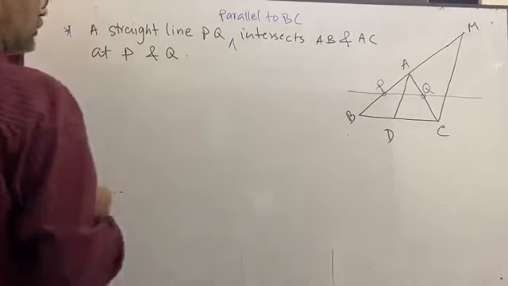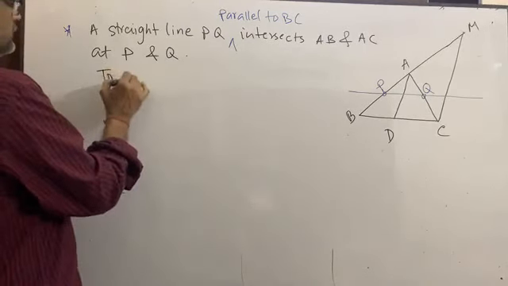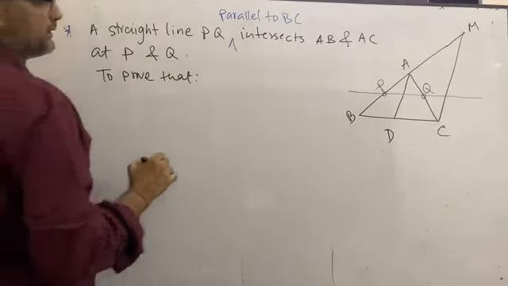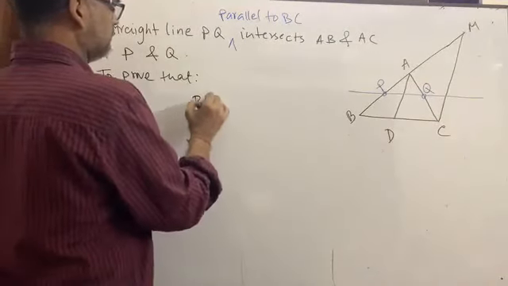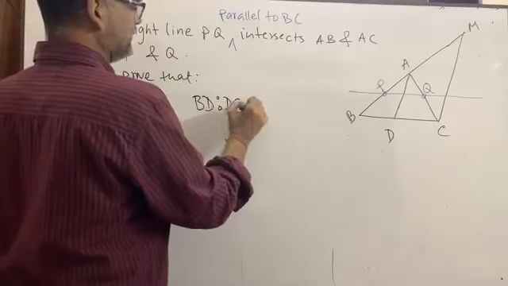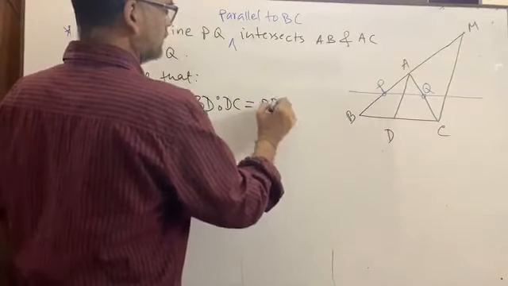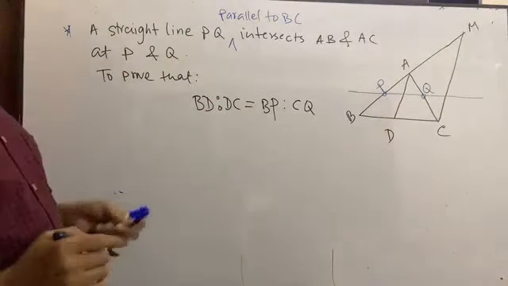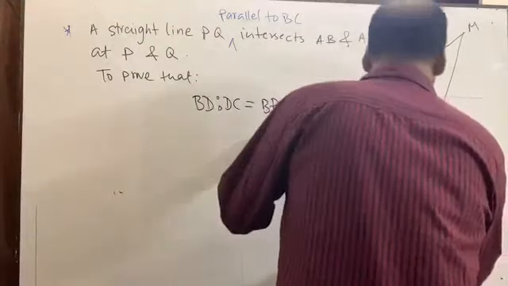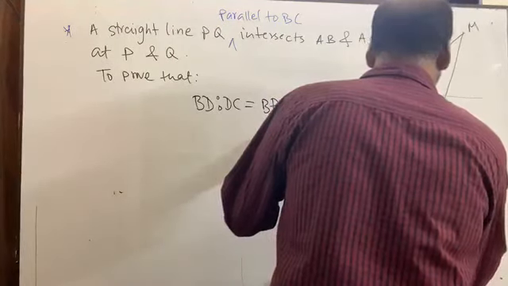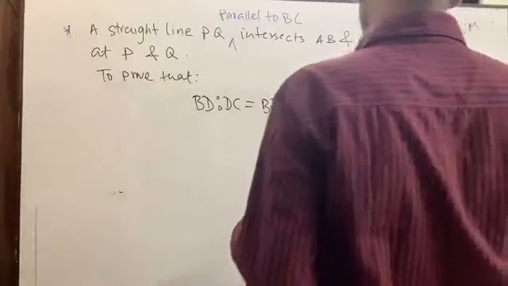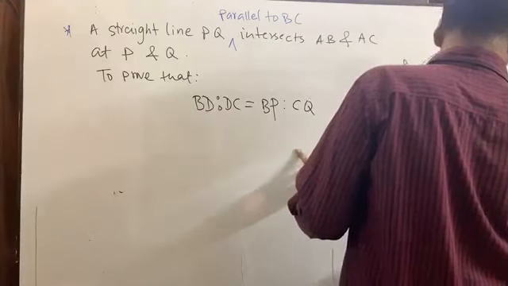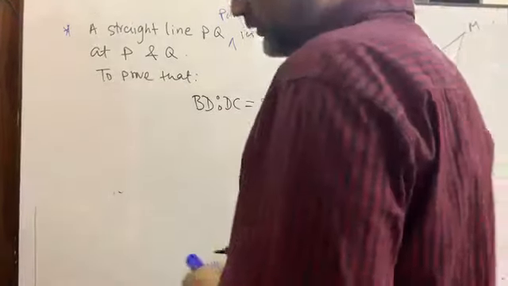It is required to prove that BD is to DC is equal to BP is to CQ. I am writing here what is to prove. We have to prove that BD is to DC is equal to BP is to CQ. Copy it.